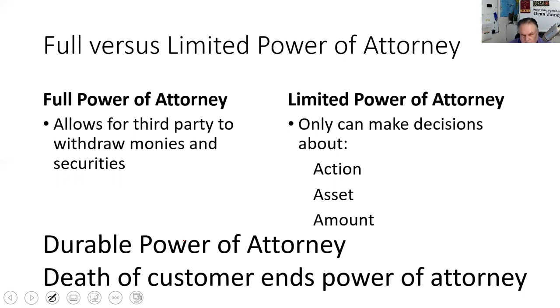So anyways, limited power of attorney only can make decisions about action, whether to buy or sell, the asset, which security to buy or sell, and the amount, the quantity. If I'm making a decision about one, two, or all three of those A's, I need trading authorization. Now, I've covered that elsewhere in the lectures. Just a review here: I do not need trading authorization to make a decision about time and price. That's called good execution, and that does not require me to have a limited trading authorization or limited power of attorney on your account.